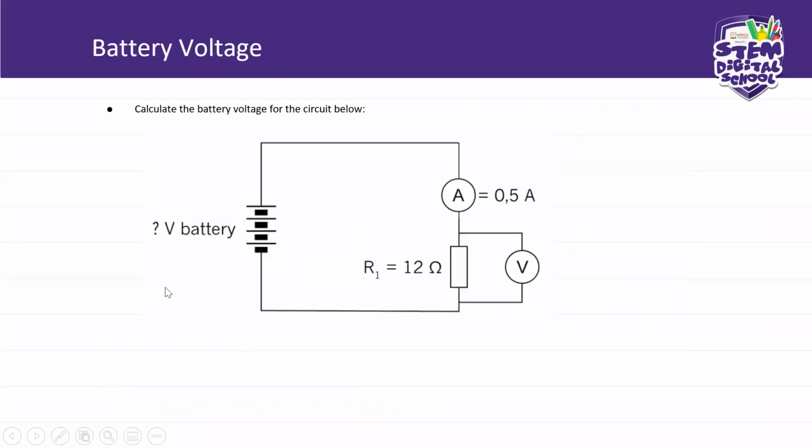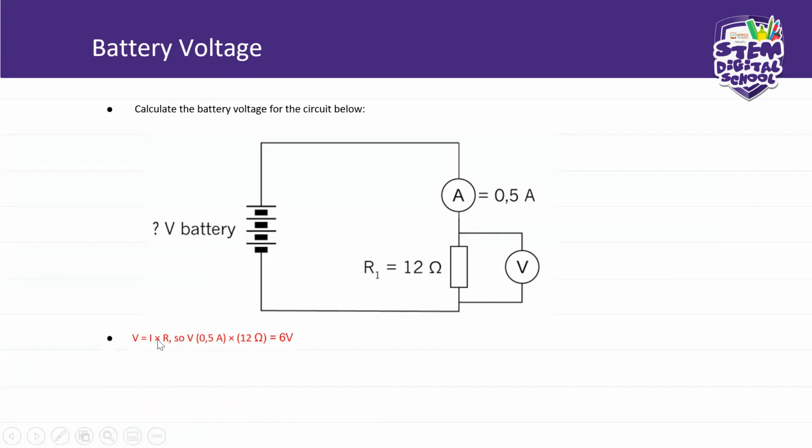Okay. I'm happy that you understand. We can do more and more calculations of Ohm's law: calculate resistance, calculate current, calculate voltage, as long as you know the formula. Then you look at the circuit, you look at the values, then you can predict the answer. Calculate the battery voltage for the circuit below.